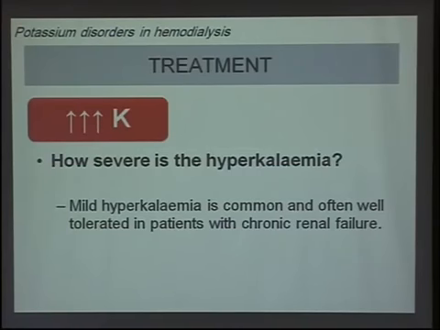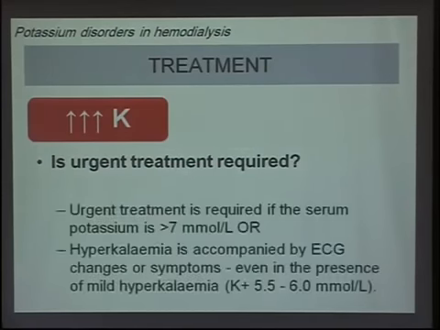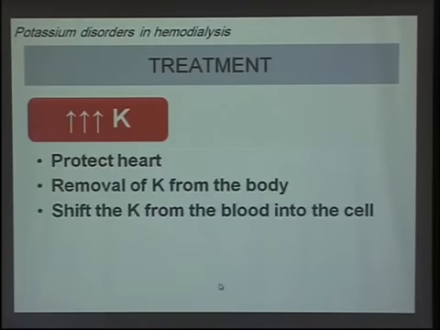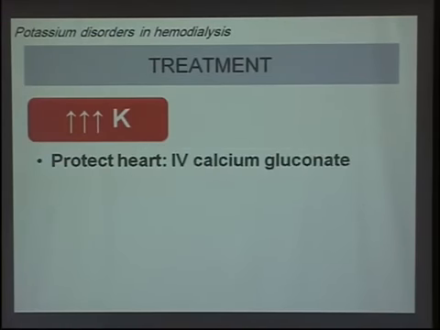Hyperkalemia on a chronic basis in hemodialysis patients is completely different than acute hyperkalemia in the CCU, so both are completely different. So urgency is important. So if potassium is above 7, or if it is associated with ECG changes or symptoms, this is urgent for treatment. So, which treatment should I do? First, as we all know, we have to protect the heart by giving IV calcium gluconate.